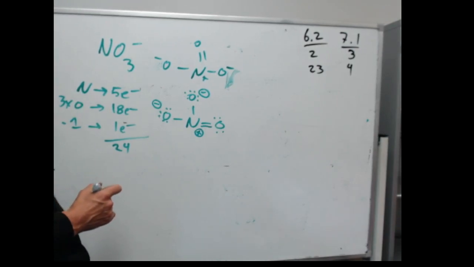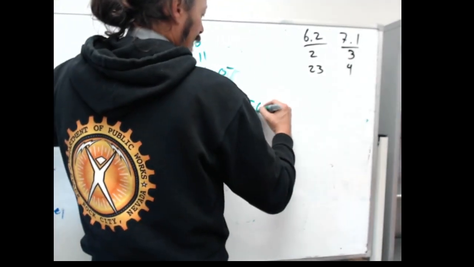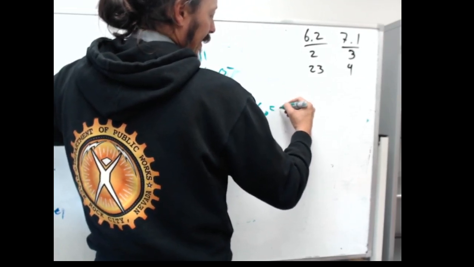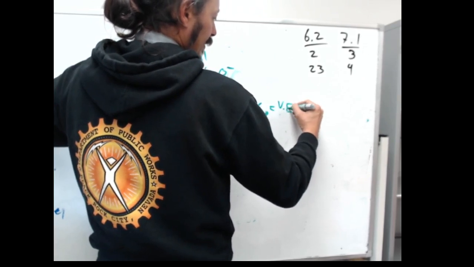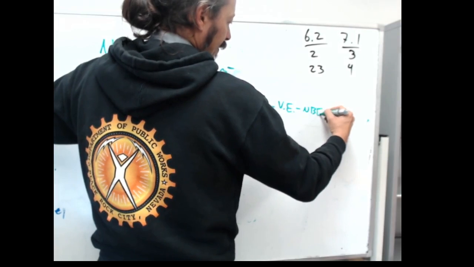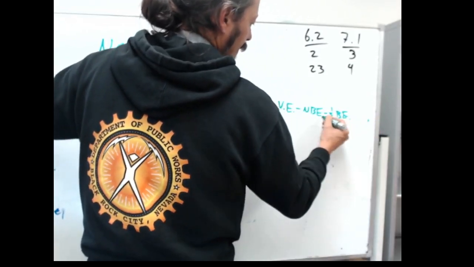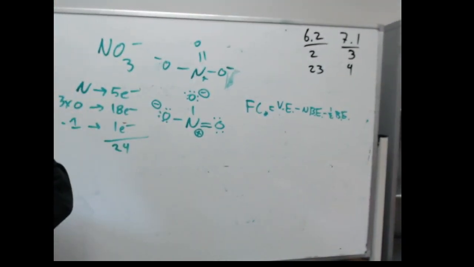Formal charge, a reminder. That is valence electrons minus non-bonding electrons minus 1/2 of the bonding electrons. And we're not going to use that a ton, but that's how we get this kind of charged idea across the molecule.